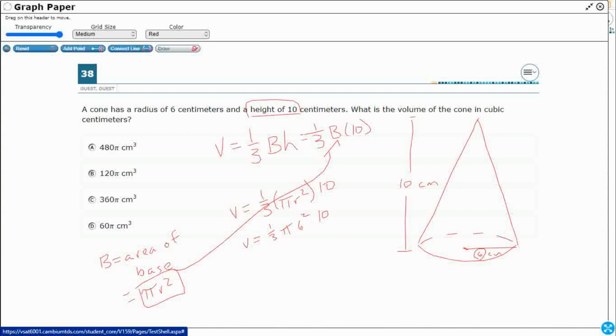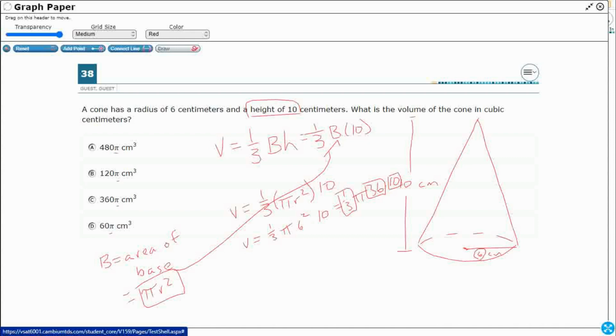All right, so let's see. Now we're thinking order of operations. I need to go ahead and take care of that 6 squared. So that's going to be 1/3 pi, 6 squared is 36, times 10. All right, so now I've got options here, right? I need to combine these like terms, 1/3, 36, and 10. You notice that all of our answers keep pi out there, so let's not even mess with pi. I simply need to simplify my 1/3, my 36, and my 10.